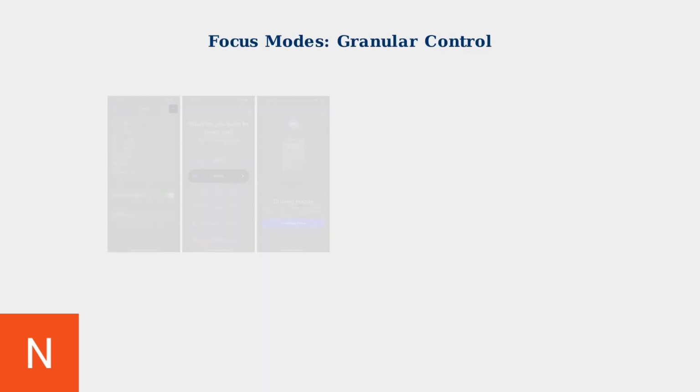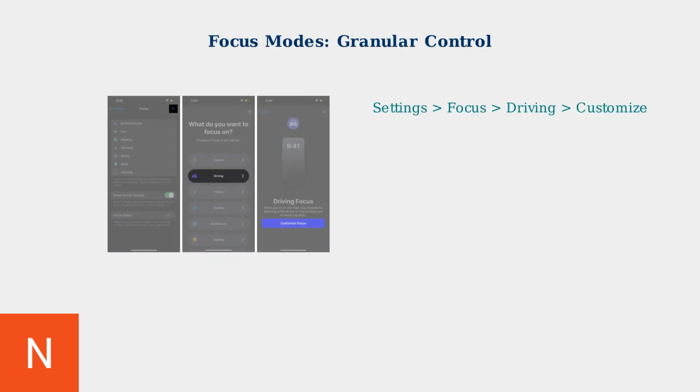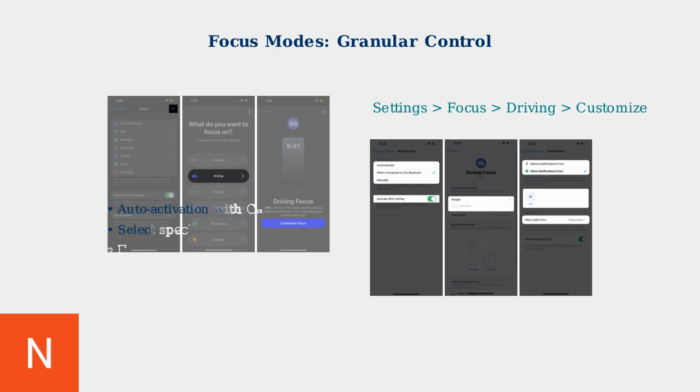For advanced notification management, focus modes provide granular control over your CarPlay experience. Navigate to Settings, then Focus, then Driving to customize which notifications reach you while driving. The Driving Focus allows you to customize notifications and apps, automatically activating when connected to CarPlay or CarBluetooth. You can allow notifications from selected people and apps while filtering out distractions.